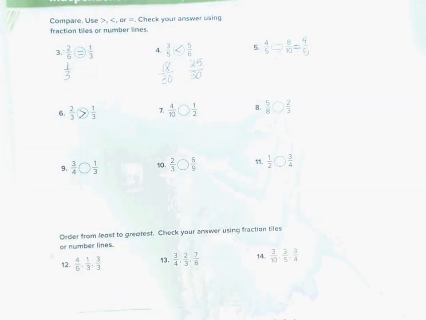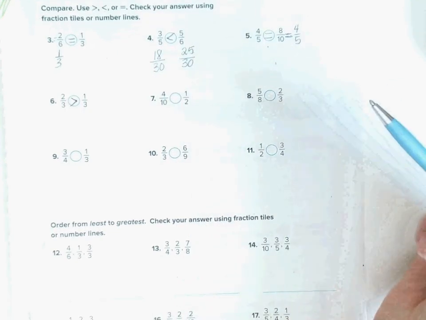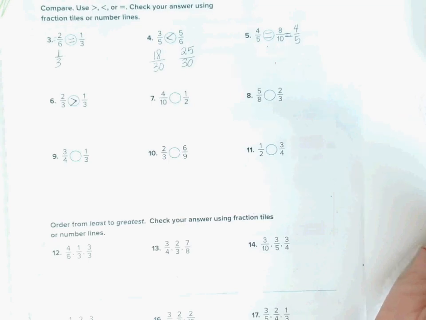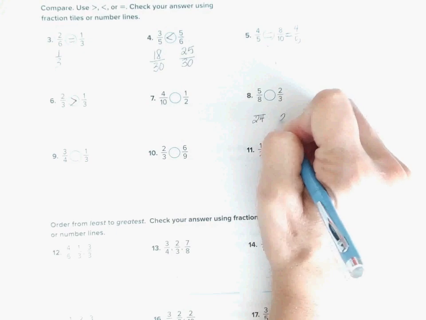Let's jump over to number 8. So number 8 is one where you can use benchmark fractions, or you can create that common denominator. So let's create a common denominator for number 8, just so you get a little bit more practice with that. So for a common denominator, what that means, I have to find the least common multiple for 3 and 8. And the least common multiple is going to be 24. Okay, both 3 and 8 go into 24.